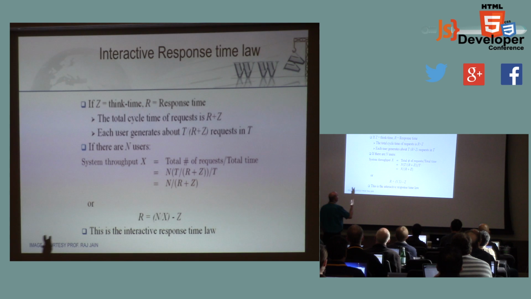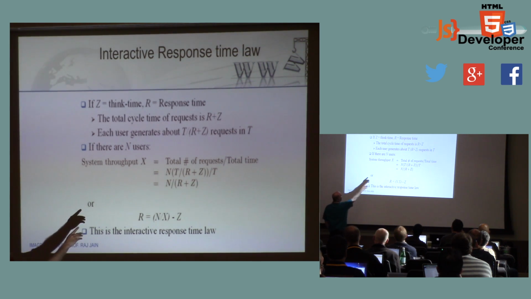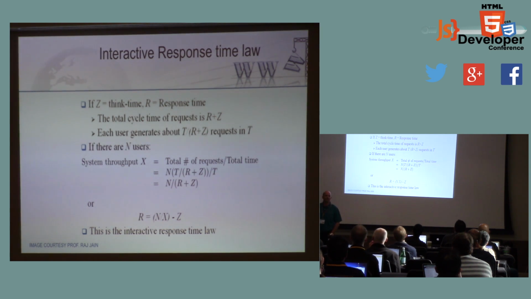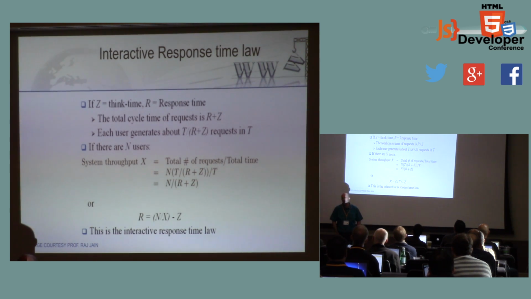So if there's N end users, we go through a little bit of algebra here, and I'm not going to go through it. I want you to see it, right? We're calculating the value of X. The total number of requests divided by total time is the average throughput. Very simple. We end up solving for R. Remember, Z is the user's think time, and that's the response time law. What that tells you is, given a system with that level of throughput and that many users, that's going to be the response time.